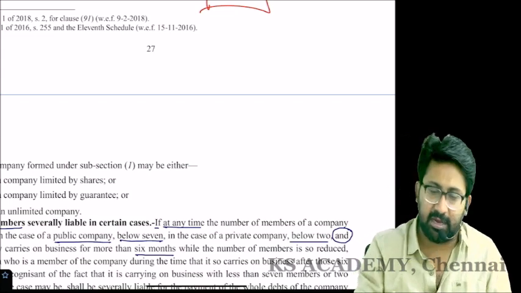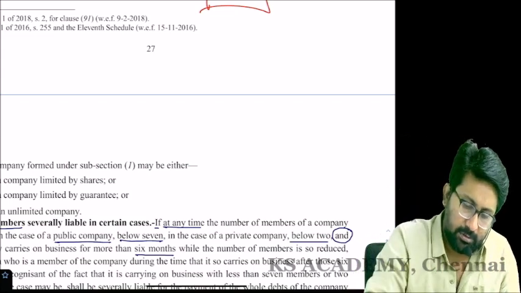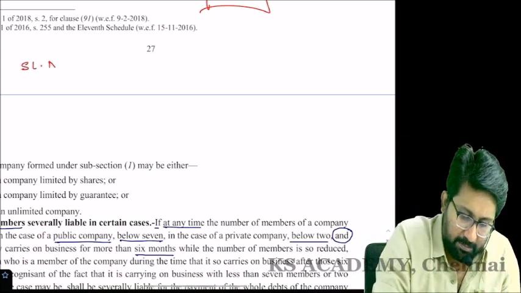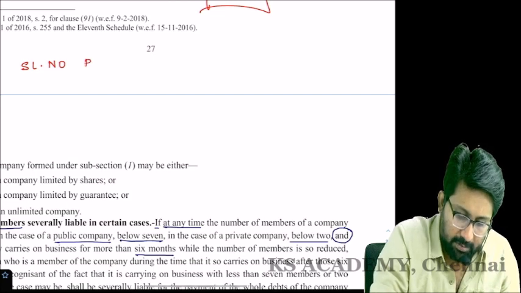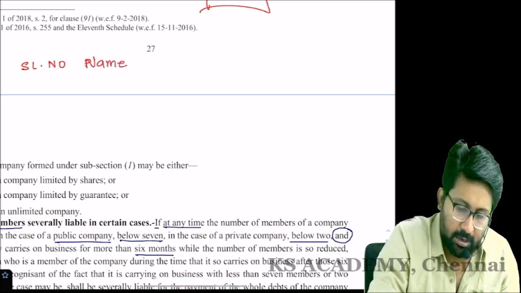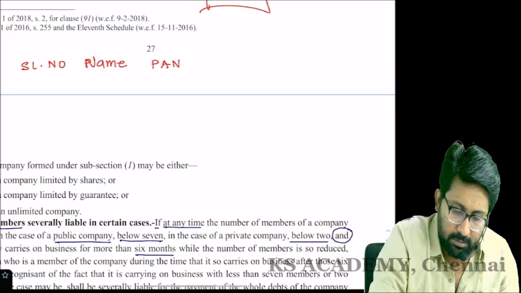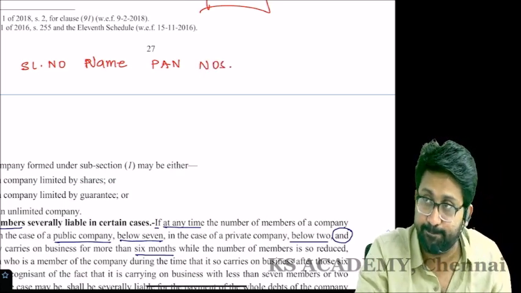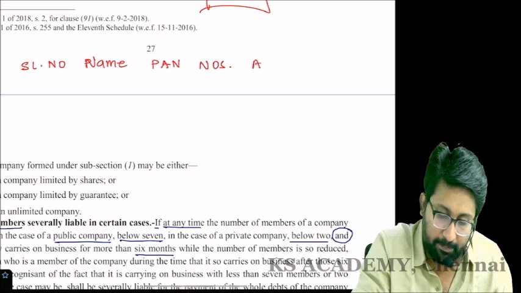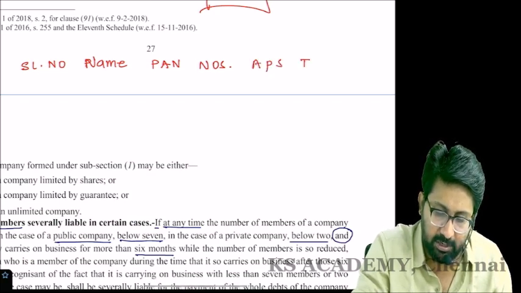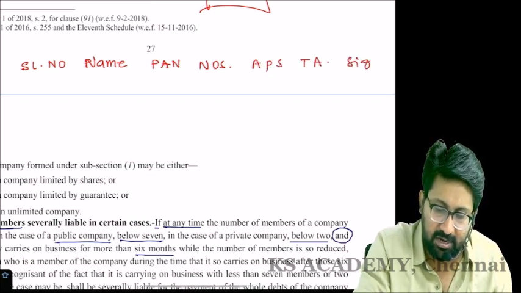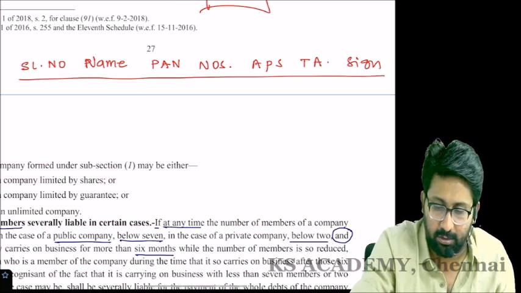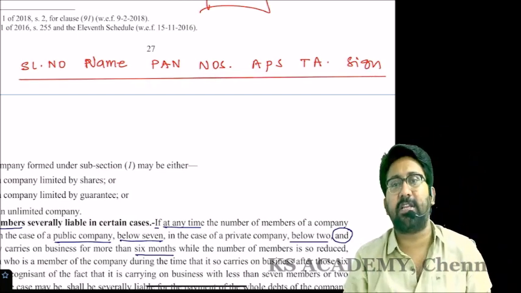What will be contained in the capital clause? I told you. First serial number, name of the person, PAN, number of shares promised to subscribe, amount per share, next total amount, next one signature. Okay, now tell me which clause this is a format of.